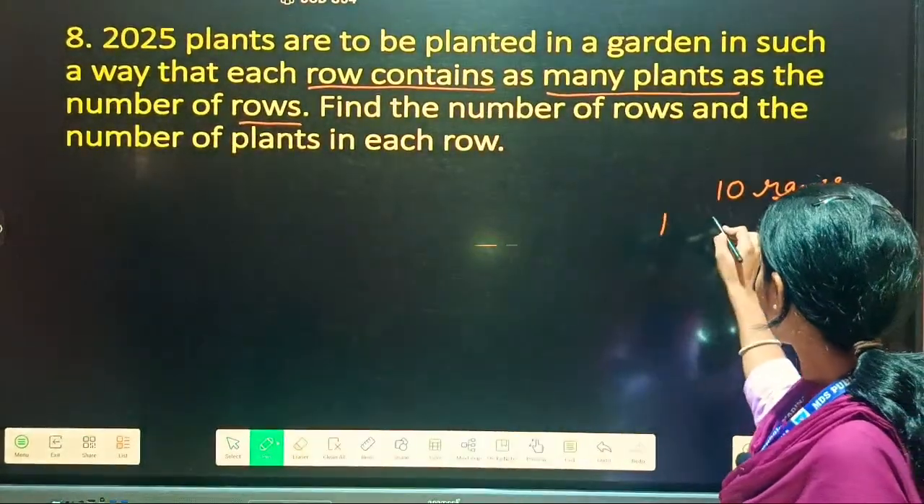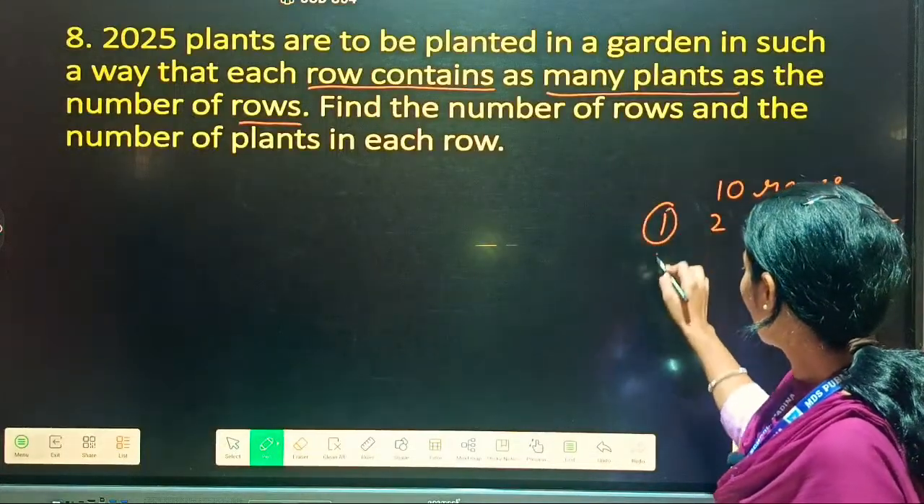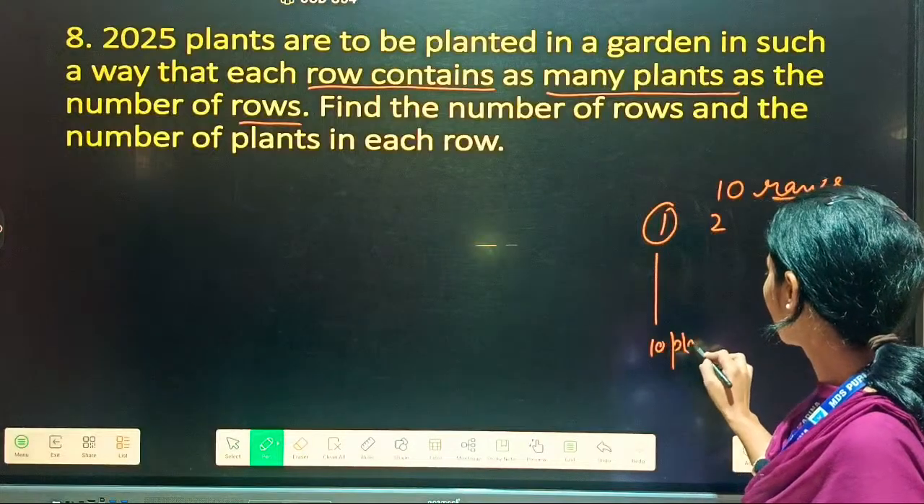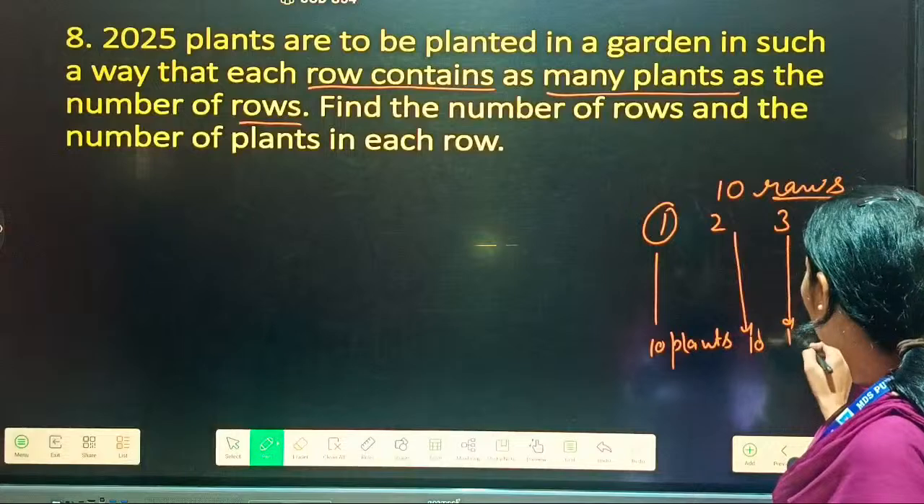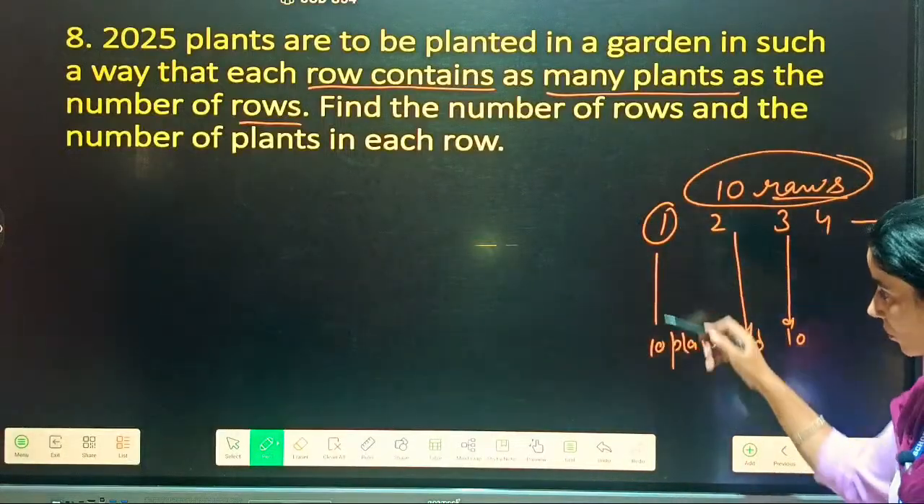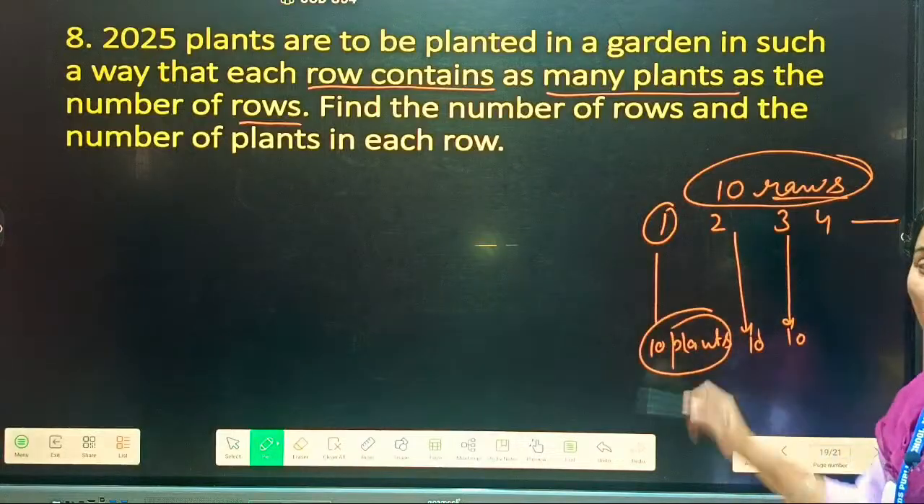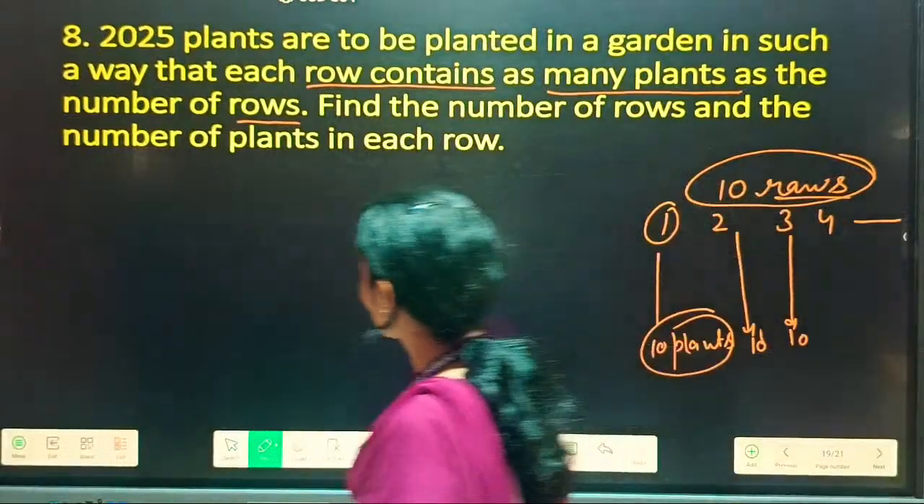So in the first row, second row, third row, fourth row, up to the 10th row, this row will contain 10 plants. The second row will also contain 10 plants and the third also 10 plants. If 10 rows are there, then in each row you will get the same number of plants. So let us see how we can solve this question.